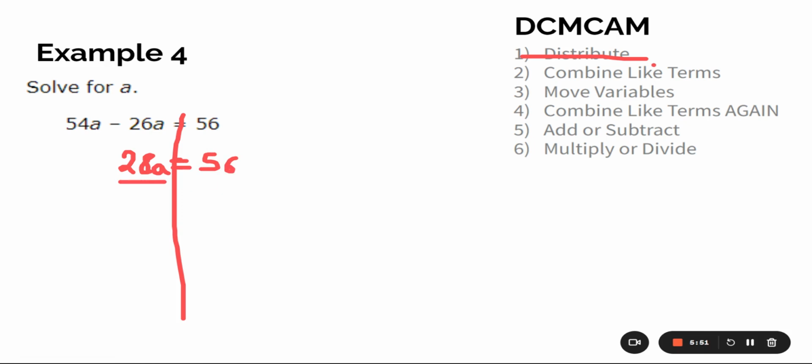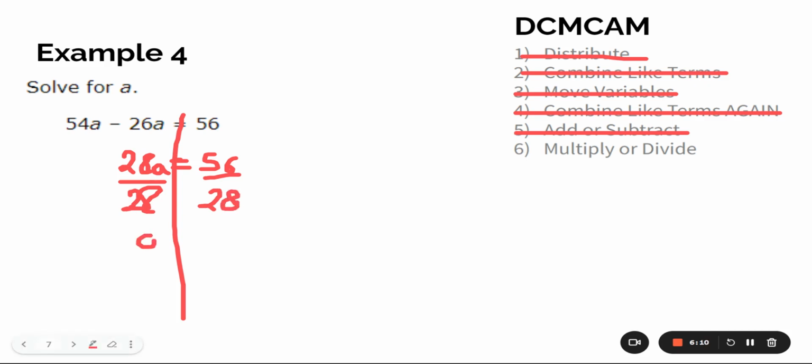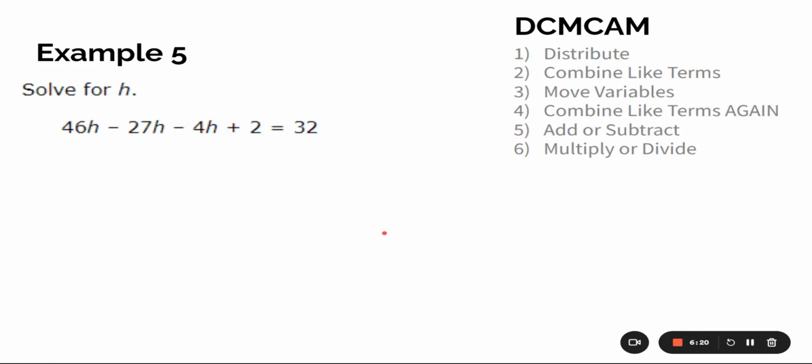If I have 28 times a, I've already combined like terms. I don't need to move the variables. I can't combine again. I'm adding or subtracting. I don't add or subtract, but I can multiply or divide. I can divide by 28 because I'm already multiplying by 28. So then divide both sides by 28, and then a equals what? 56 divided by 28, 2. A equals 2. All right, let's do one more, last one.